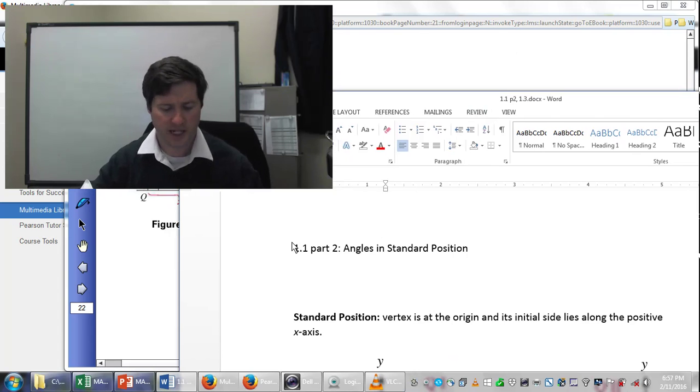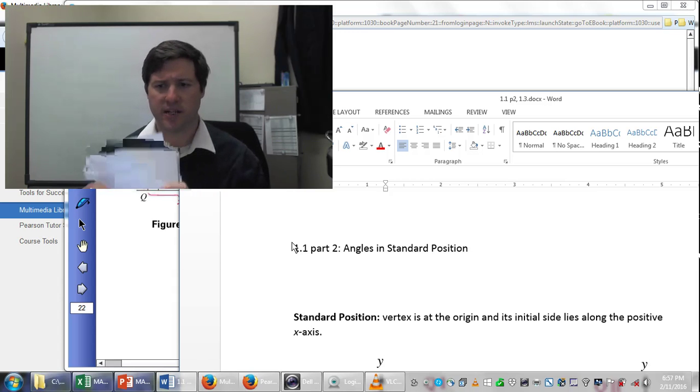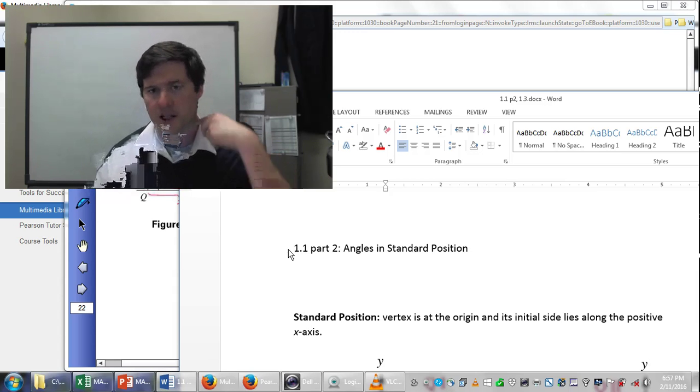So the part we're going to talk about today is angles in standard position. This is an angle that's graphed in your coordinate plane. And I've got some pictures to kind of demonstrate this.